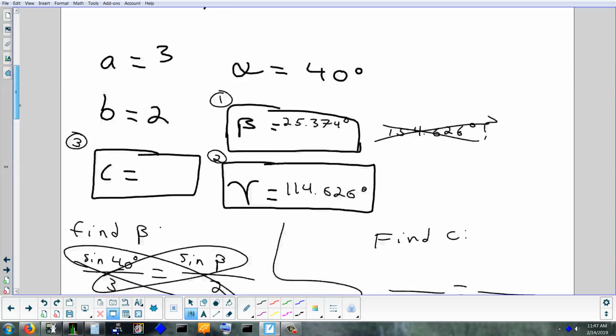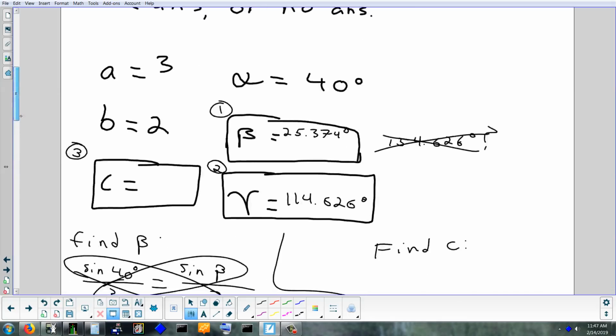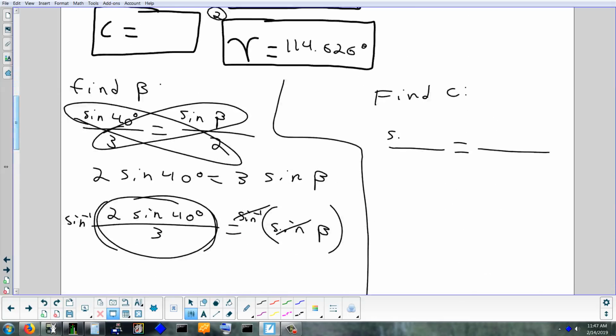Okay. To find C, I know obviously I'm going to use row C. Which other row should I use? A. Yep. Stick with row A because it's given. So you got sine 40 over 3 equals sine of 114.626 over C. You have to use it. You have to. So if you got it wrong, then C is wrong. There's no way around it.